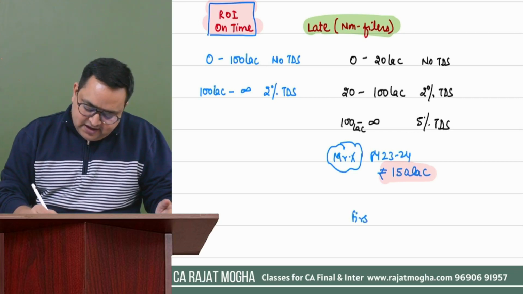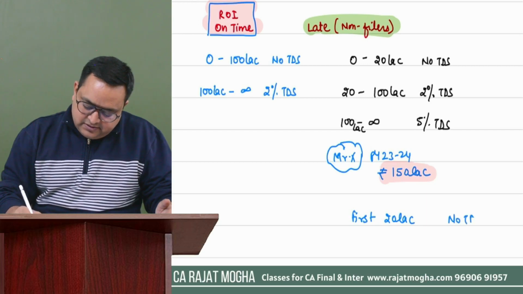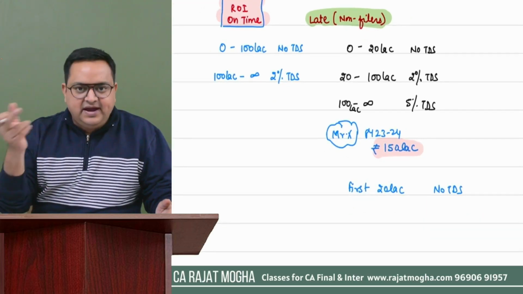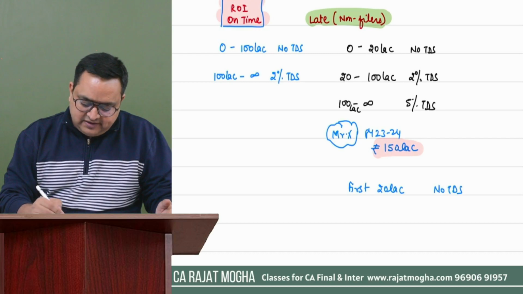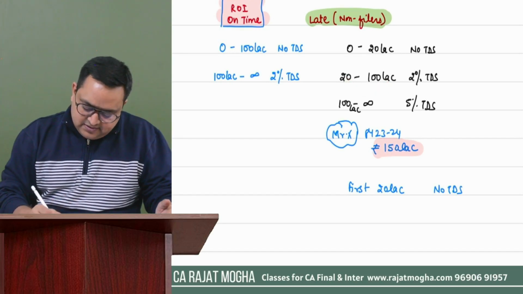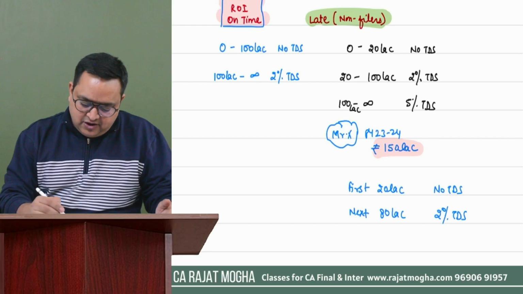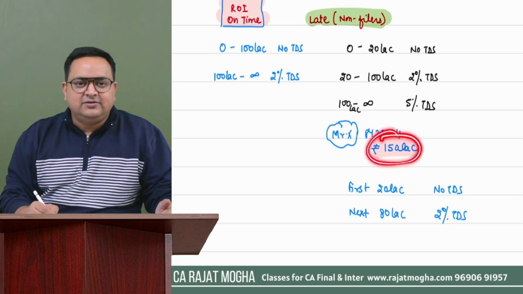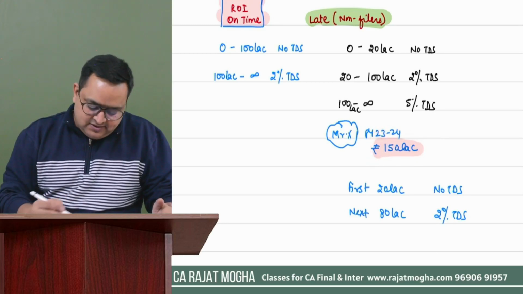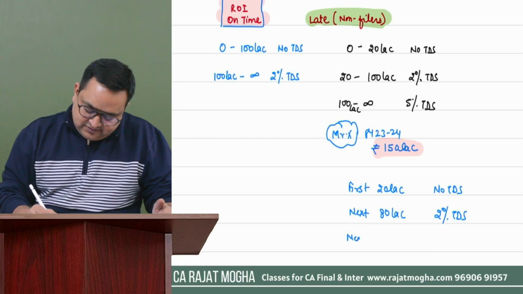So first 20 lakh, no TDS, right? Next 80 lakh, 20 to 100, that is 80 lakh. There would be 2% TDS. And in excess of 100 lakh, so how much is he withdrawing? 150. In excess of 100 lakh is how much? 50 lakh. So the next, or remaining, 50 lakh, 5% TDS.